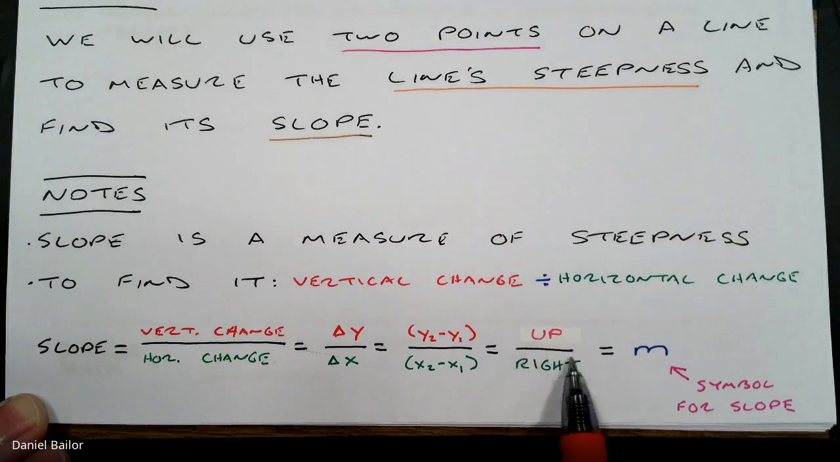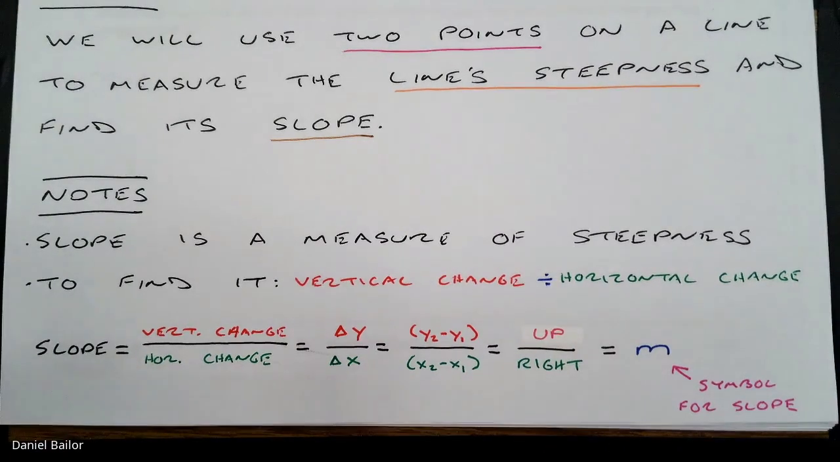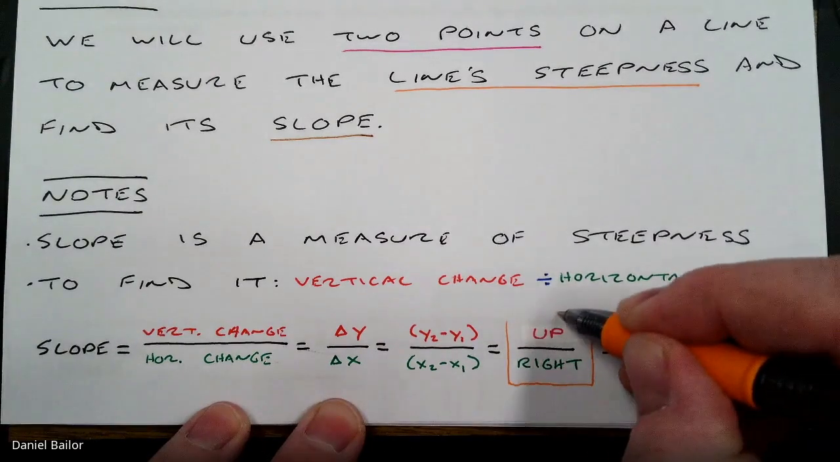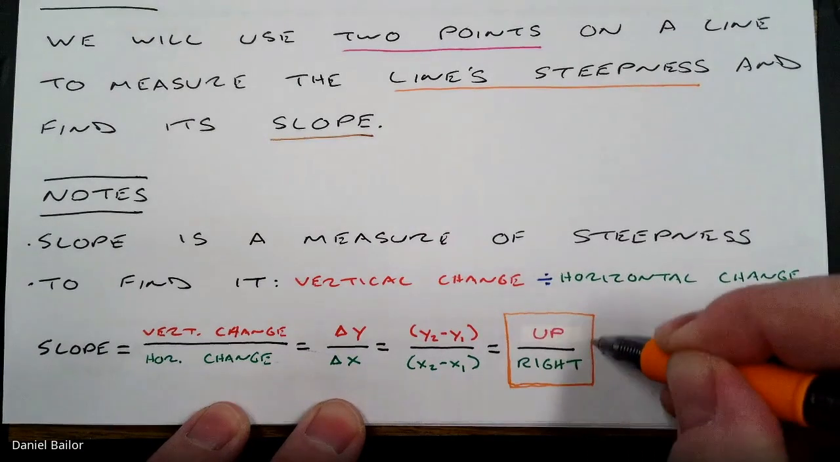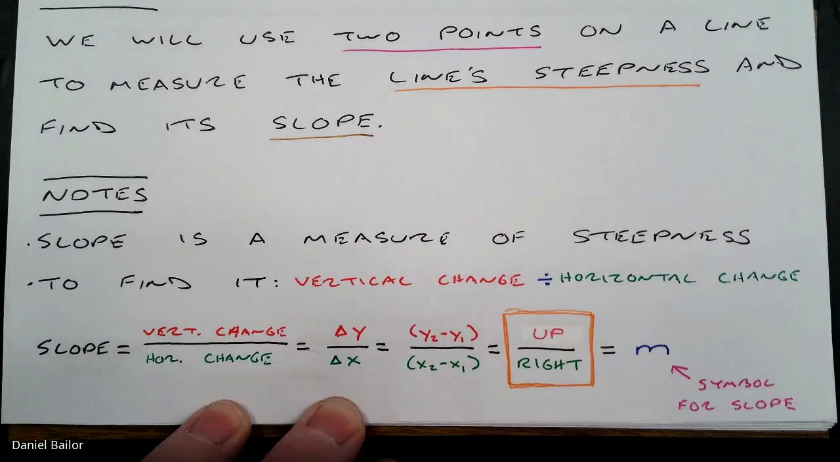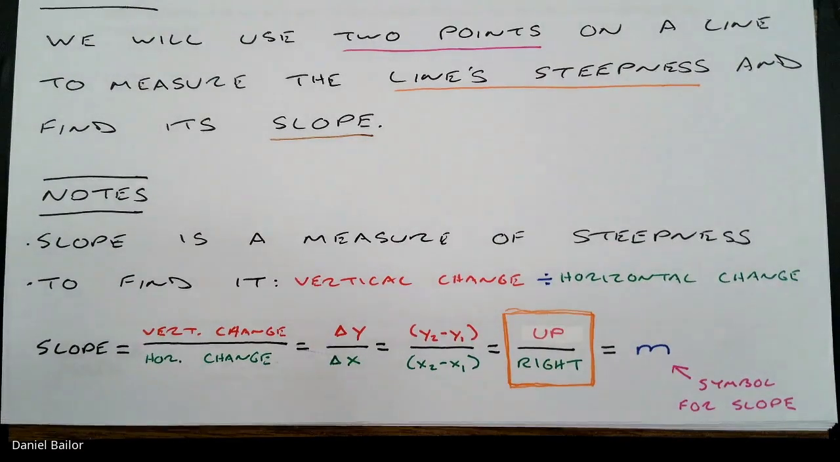Up divided by right. And that will make a lot of sense when we start doing our examples. But today, this is what I want to focus us on. Just to start with slope, this is the one that I want you to think about first, because this is the simplest way to do it. Up divided by right equals slope. Slope equals up divided by right. Up divided by right equals m.